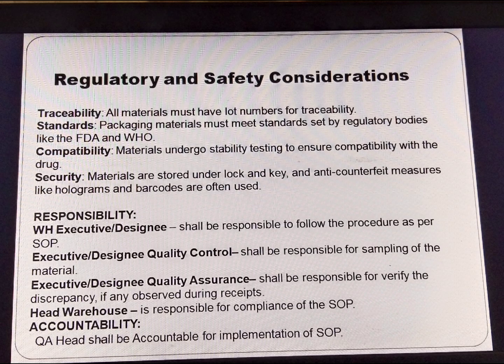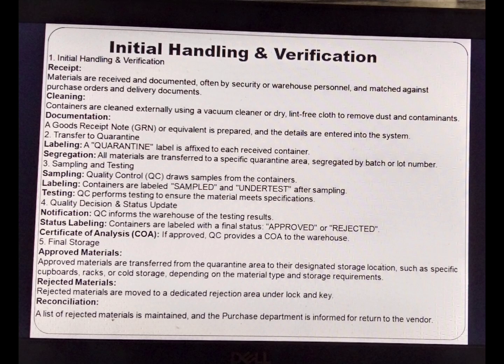Responsibility and accountability. The warehouse executive and designee shall be responsible for following the procedure. The executive and designee of QC shall be responsible for sampling of the material. The executive and designee of QA shall be responsible for verifying the discrepancies, if any, observed during receipt. The head of warehouse is responsible for compliance of the SOP. Accountability: the QA head shall be accountable for implementation of the SOP at site.